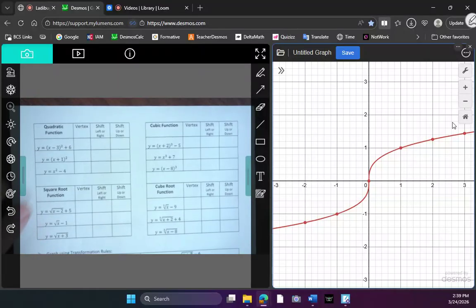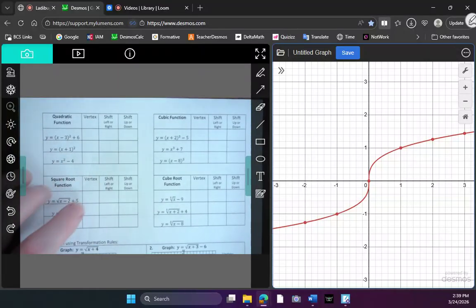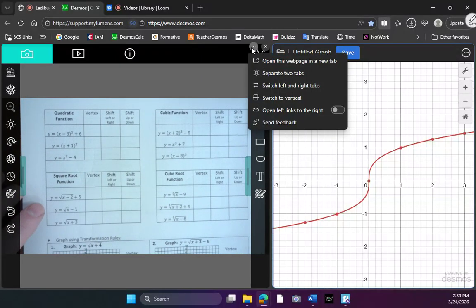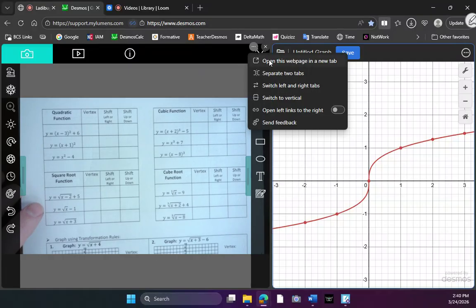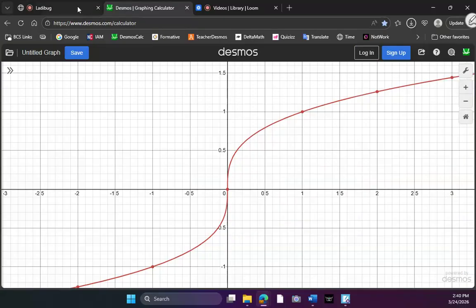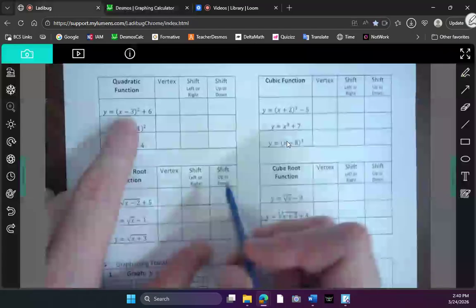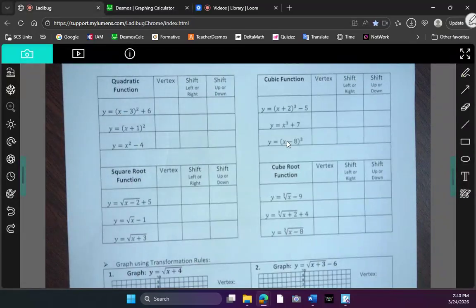So when we look at this, let's go separate the two tabs, and we want to go to this one. Here we go. Okay, so this value, I'll use different highlighters.